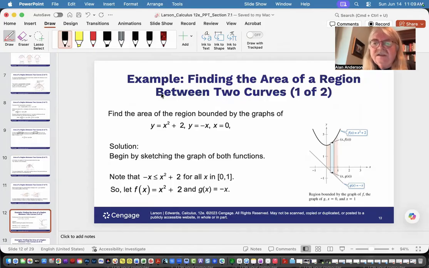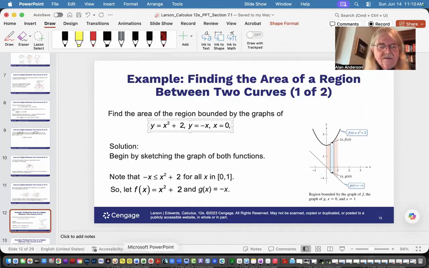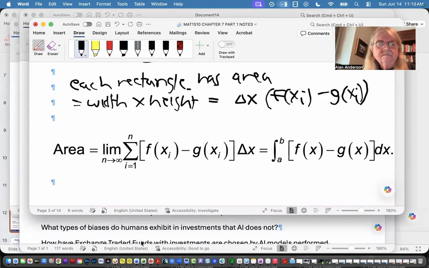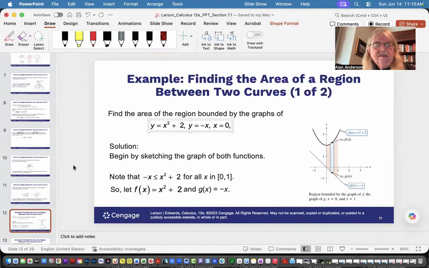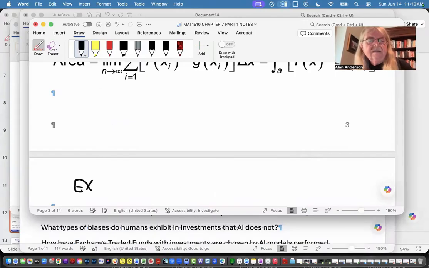All right. Oh, here's one. All right, they finally gave us an example. Let's try it. x squared plus 2, which of course is a parabola, and then y equals negative x is a straight line. Let's try that. And the interval of interest is 0 to 1. Okay. All right, here we go. So this is what we're after.